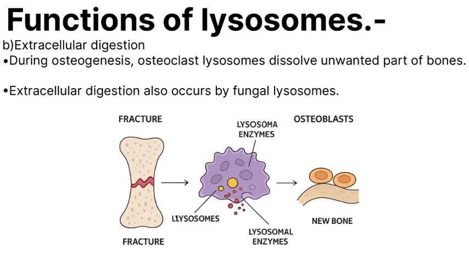As I said, the lysosomes in the osteoclast cell secrete their enzyme outside the cell to digest their bone matrix and release the calcium and phosphate into the blood, similar to that, but in fungi only. So let's just move by it.